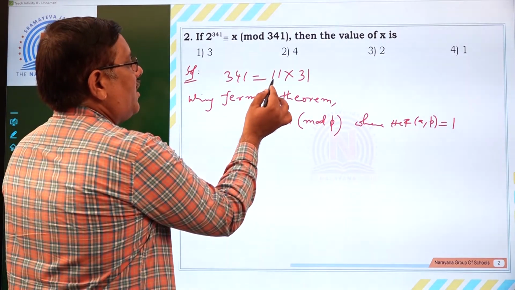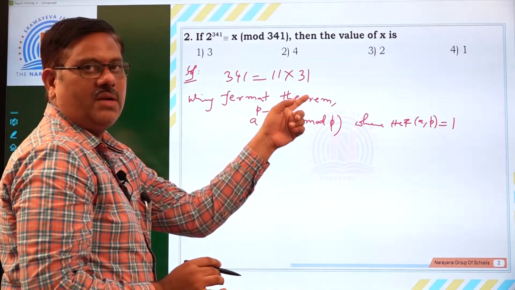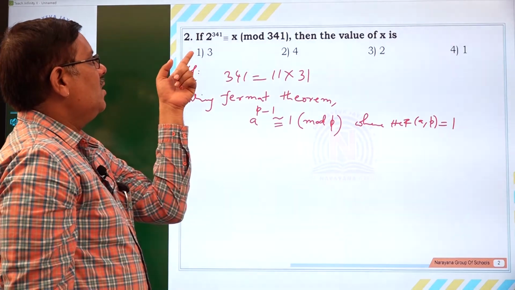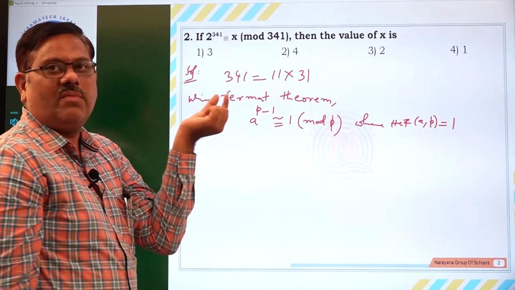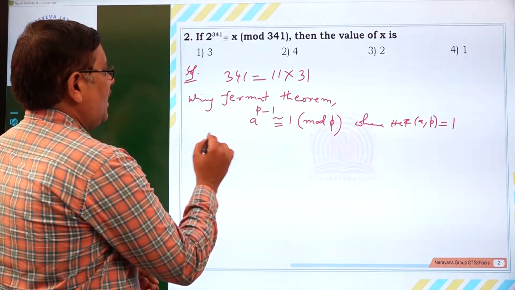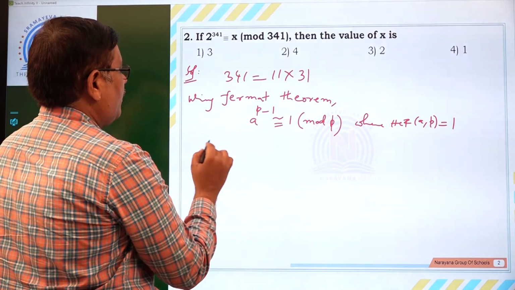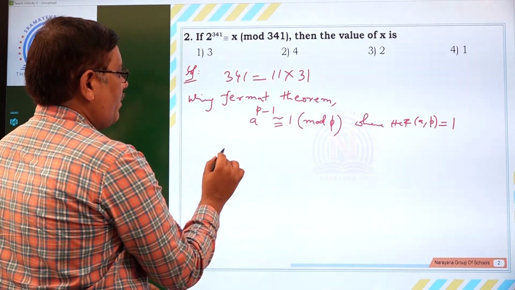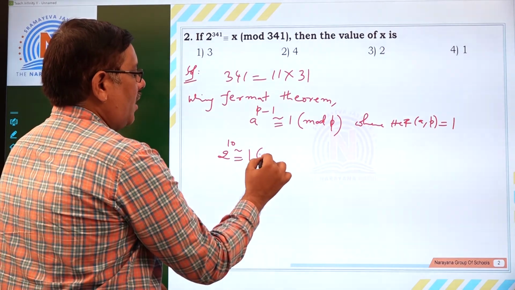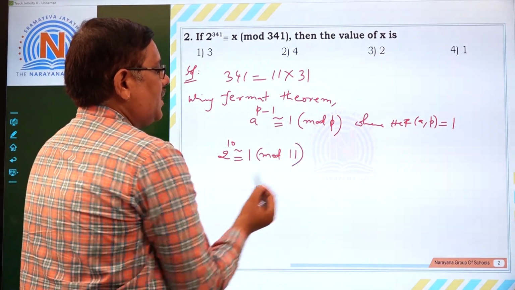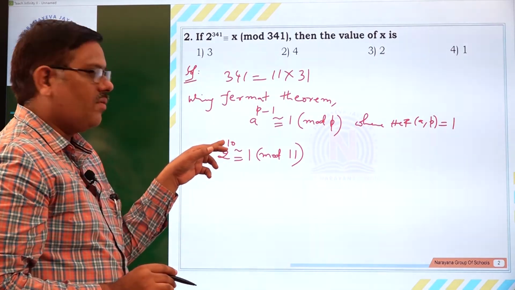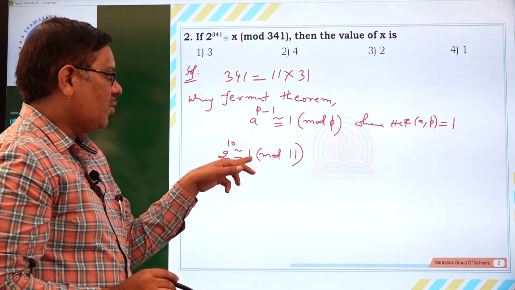Using that property, let me take modulo 11 and modulo 31. Then by applying certain theorems, I can prove that 2 to the power of 341 is congruent to some value. That value is nothing but x modulo 31, right? Now, let me take modulo 11. Then by using Fermat's theorem, we can take 2 to the power of 10 is congruent to 1 modulo 11. Here 2 and 11 are co-primes because their HCF is 1. So we can write 2 to the power of 11 minus 1, that is 10, is congruent to 1 modulo 11.